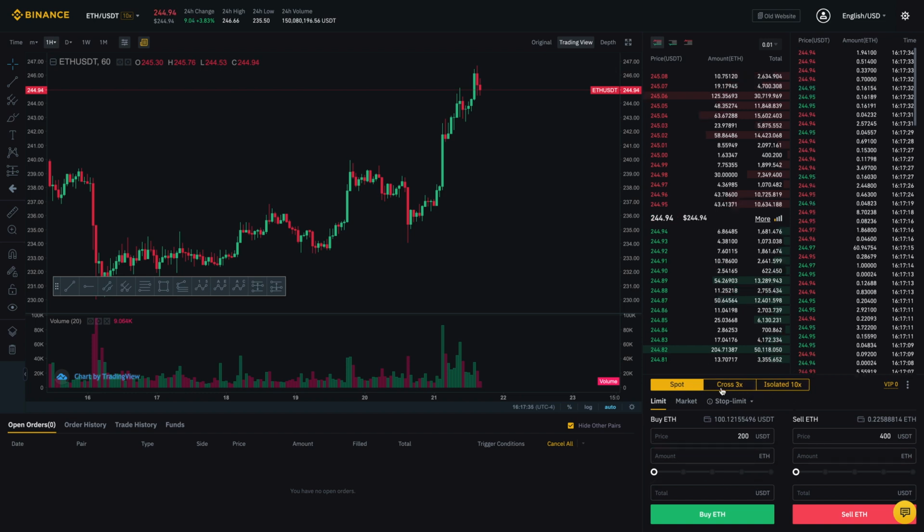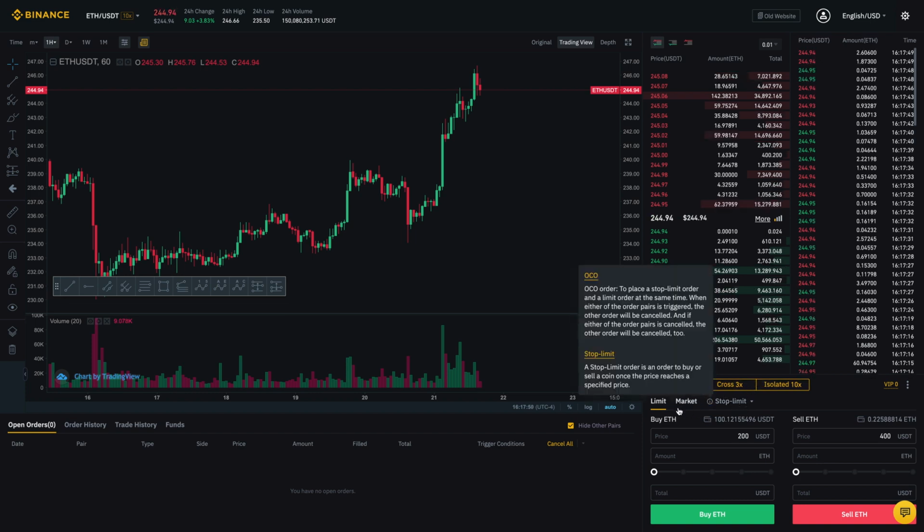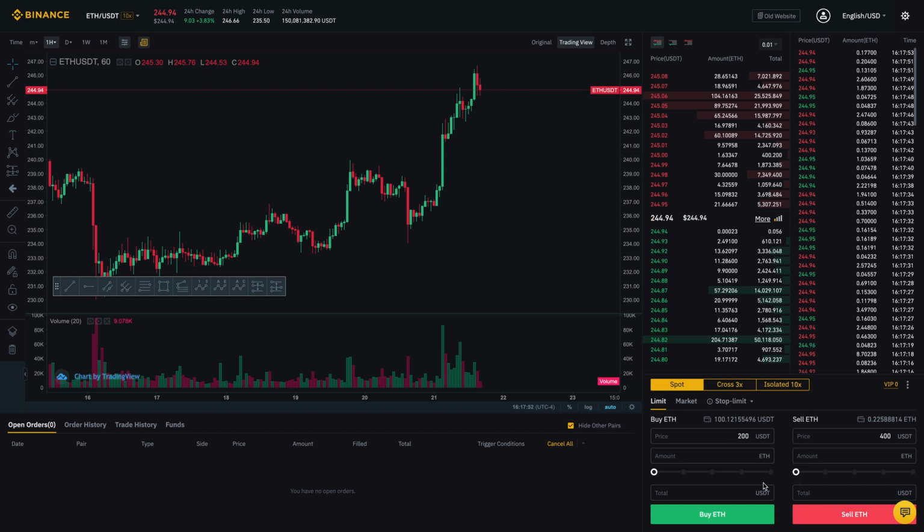So there's spot, cross, and isolated. They're all a little bit different, and you might be confused as to what those are. In this video, I'll be breaking down the differences between these three and some of these functions over here, for both the buy and sell side. So Ethereum, let's just say the limit.